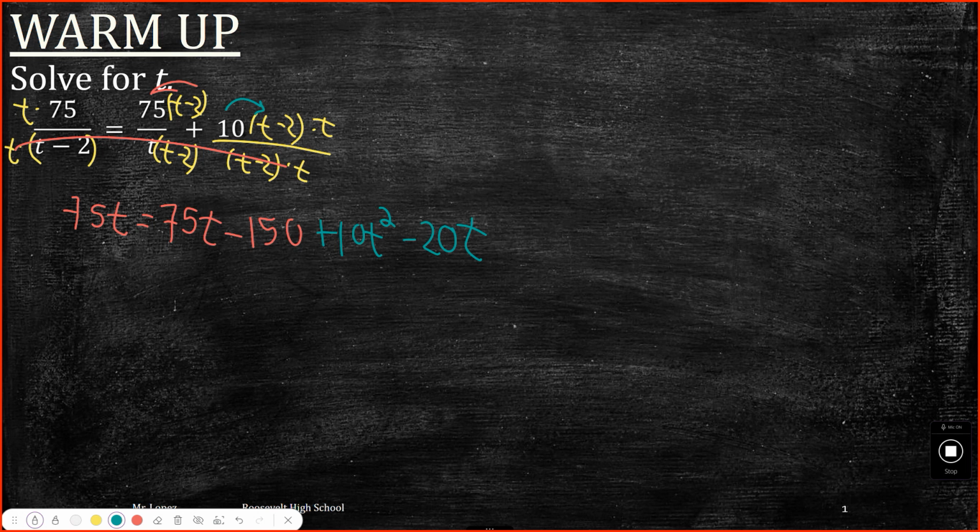So everything should move to the left or to the right? To the right. Because everything's to the right already. Just move this over almost. Only this one got to go to the right. So I'm going to minus 75t. So this cancels out. So anyways, that cancels out. This cancels out. And what should be in the front? 10t squared.